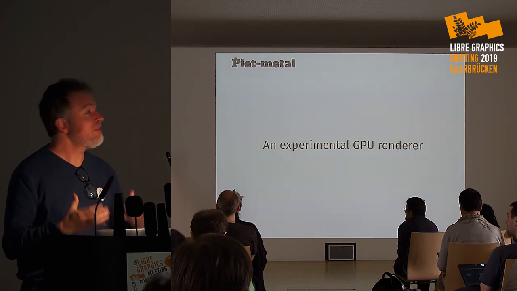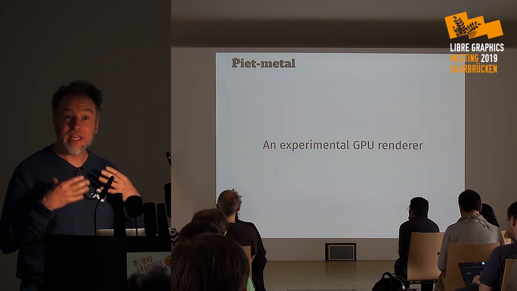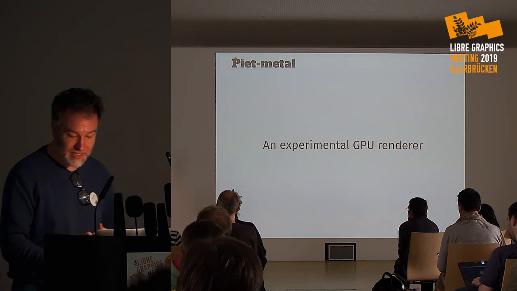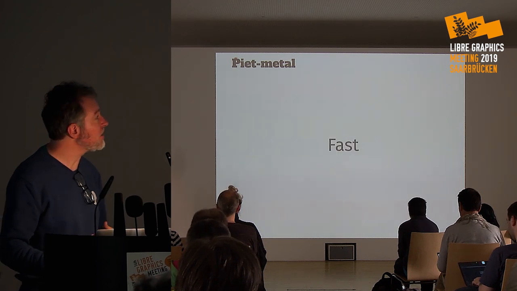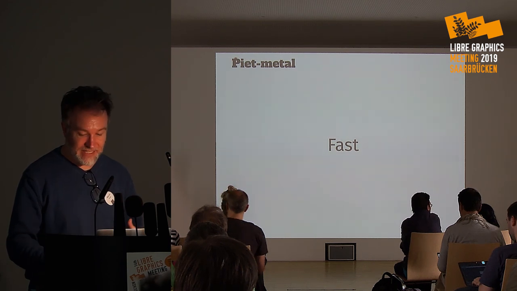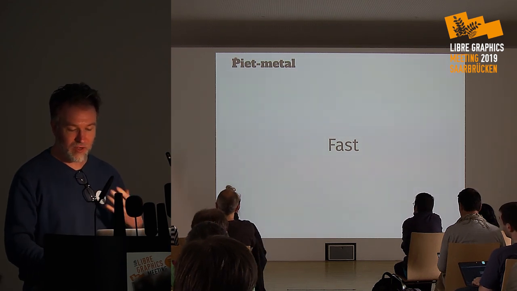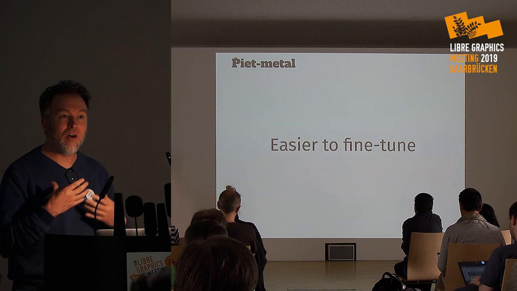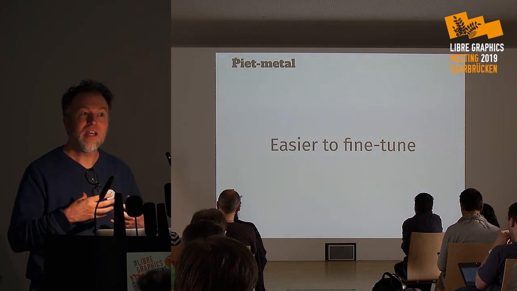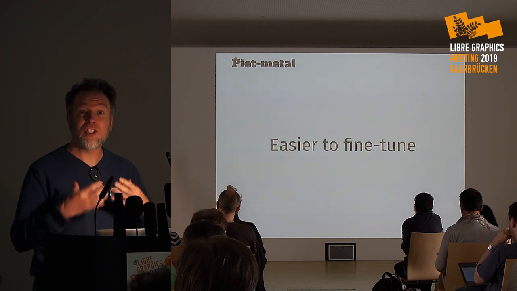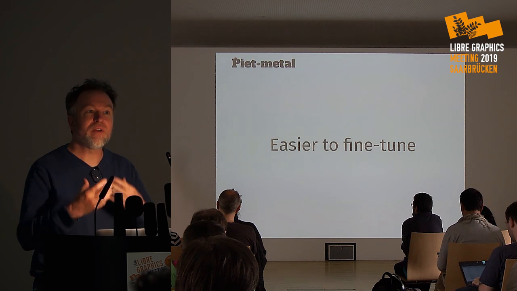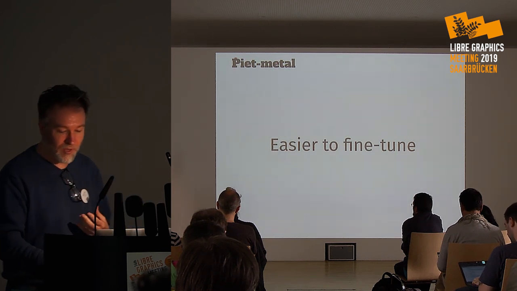Piet-metal is an experimental GPU renderer. At this point, it's still a research prototype, but I think it has some really interesting features that I'd like to talk about. It's really about being fast. That is the primary goal. I also wanted to build it to be easier to fine-tune, especially for quality, by not taking shortcuts. A lot of renderers have limited compute resources, so you don't get things like gamma correction right.